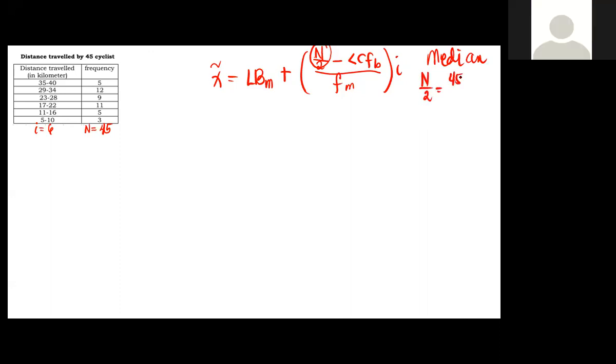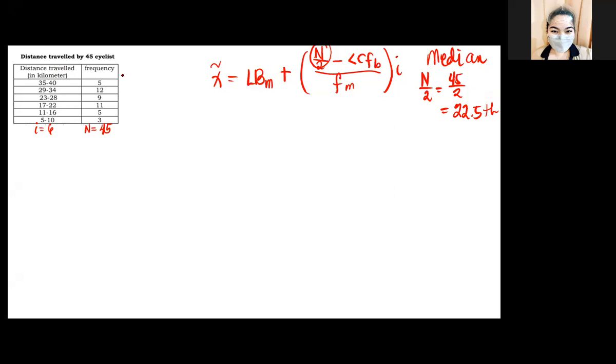22.5 po. So we have 45 divided by 2, which is equal to 22.5. So yung location po ng ating data ay nasa 22.5. Okay? So paano natin yan makukuha?